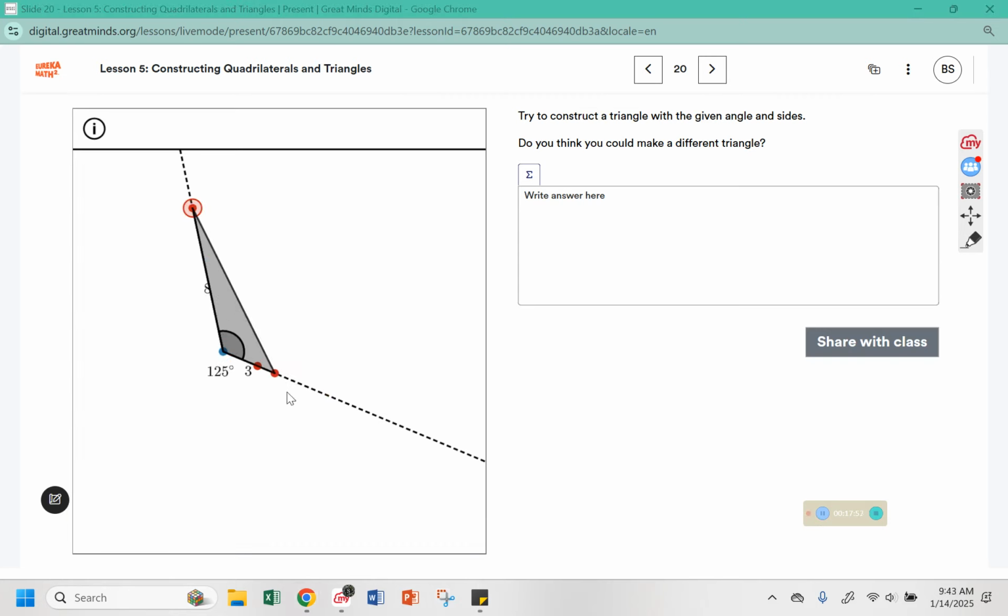But if I put the 3 here and the 8 here, does that change the triangle? Because then I have the 8 in the middle and the 3 and the unknown side length here. So it does look like I get 2 different triangles.